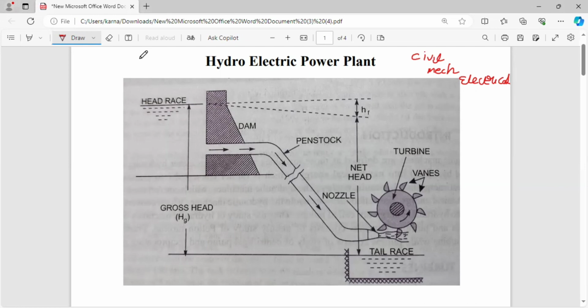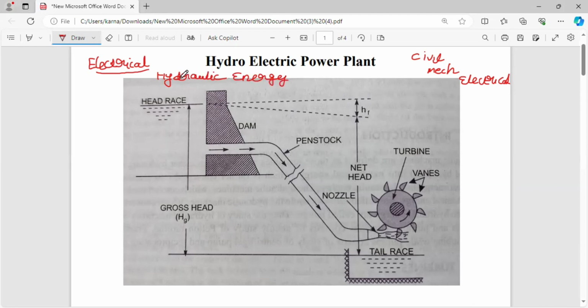Hydroelectric power plant means the place where electrical energy can be produced with the help of hydraulic energy. Here in this entire chapter, we are having three concepts.